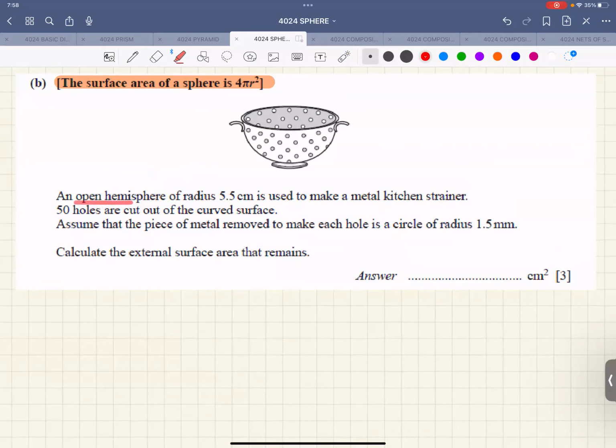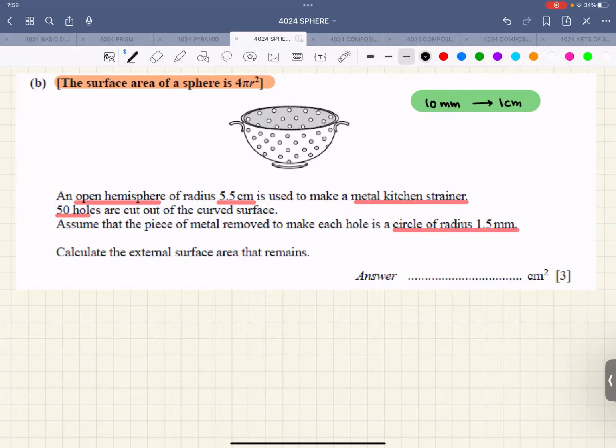We are talking about an open hemisphere of radius 5.5 centimeter used to make a metal kitchen strainer. 50 holes are cut out of the curved surface. Assume that the piece of metal removed to make each hole is a circle of radius 1.5 millimeter. Now remember the conversion. That is 10 millimeters is 1 centimeter. Because this is 5.5 centimeter and this is 1.5 millimeter. So therefore, we have to be careful. Calculate the external surface area that remains in centimeter square.